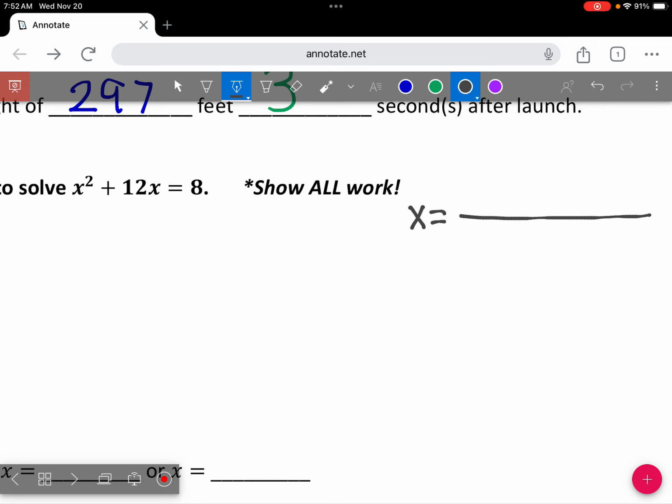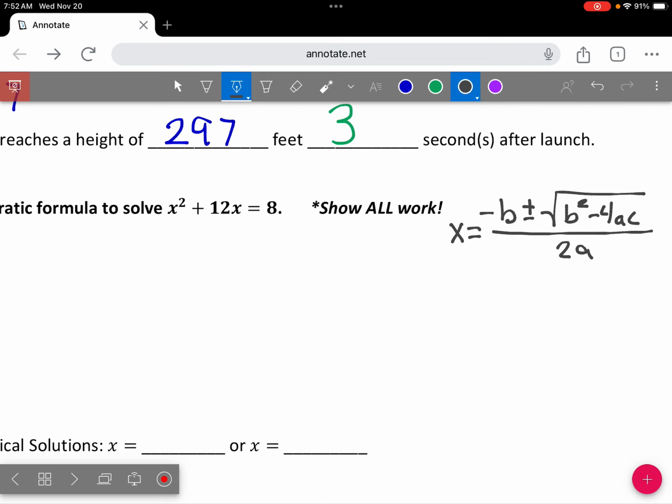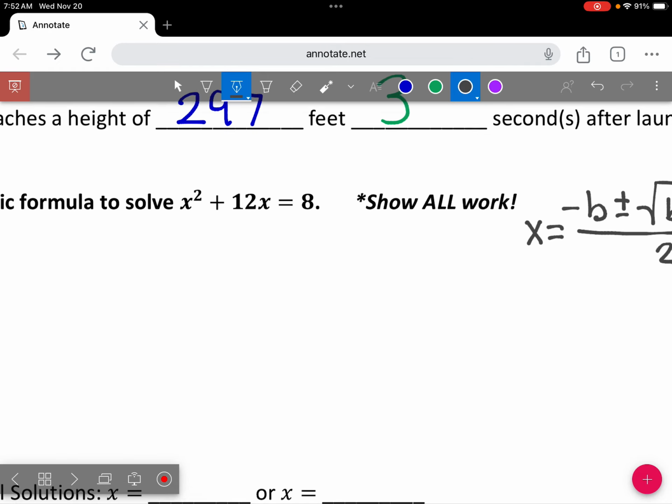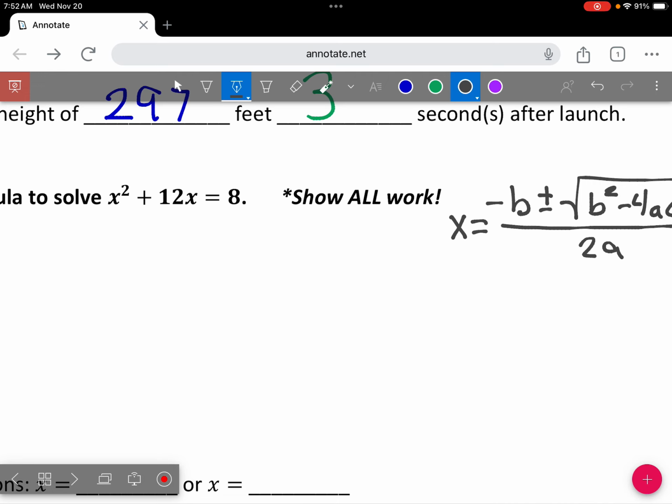Subtract 8. We have to get the thing to equal 0 first. So I'm just writing my quadratic formula over here so I have it on the same page. On the test, it will be at the top of every single page, so you won't have to flip back and forth. I just wanted us to have more room on the review, so I didn't put it at the top of every page. So our first step is to get this equal to 0. Super important.